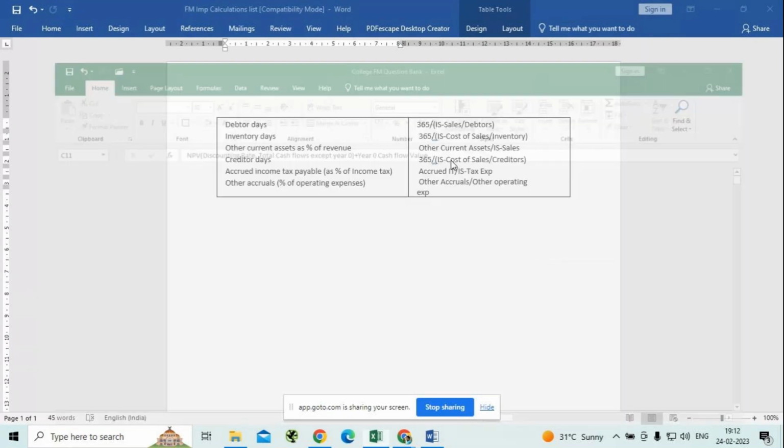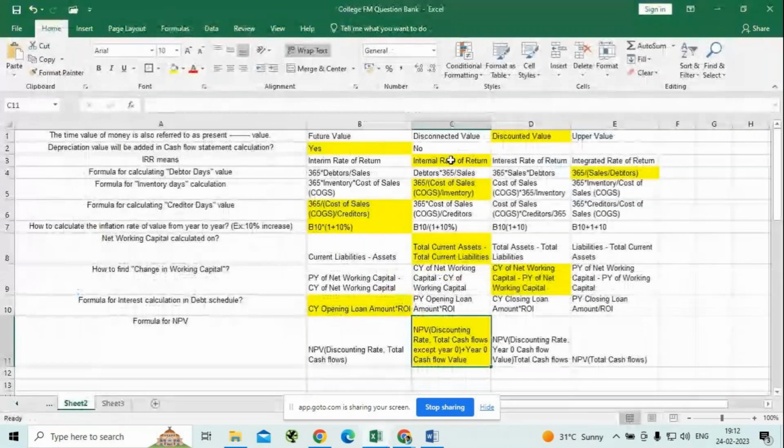So let me take it in this way. The questions are similar to this. If I give you questions related to that, they will be referred to something like this. The time value of money is also referred to as present dash value. You'll have four options. In this, the answer will be discounted value.